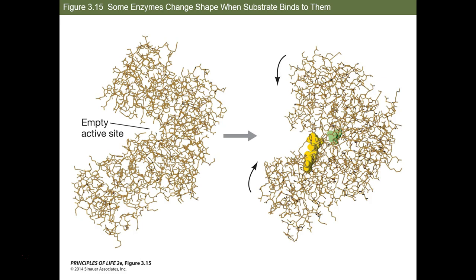Here is a complex model of an enzyme, with no substrate on the left. After it receives the substrate, the enzyme will change shape by bending around it. The change in enzyme shape occurs when its substrate binds at the active site.